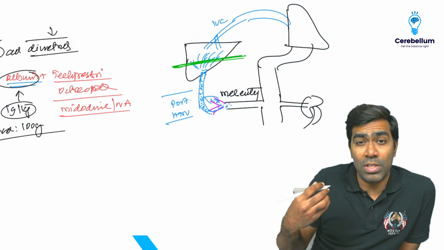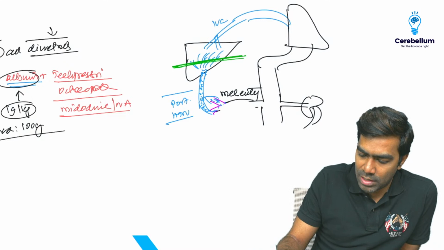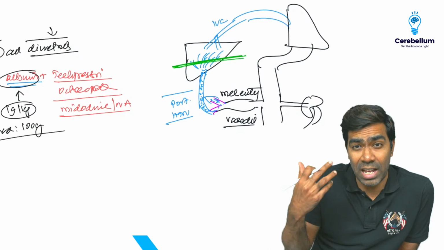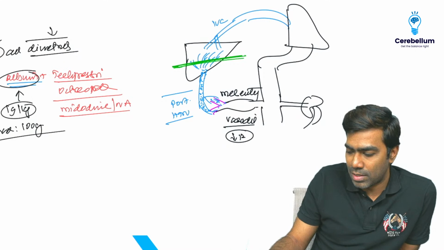It tends to adapt to this portal hypertension by vasodilatation. Why are they going to produce vasodilatation? Because they have to adapt to that blood that is not moving forward. They have to adapt to that excess blood. So there is a low resistance area that is created because of the vasodilatation in the mesentery. This is called splanchnic vasodilatation.